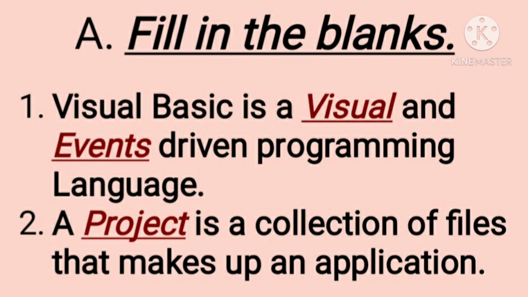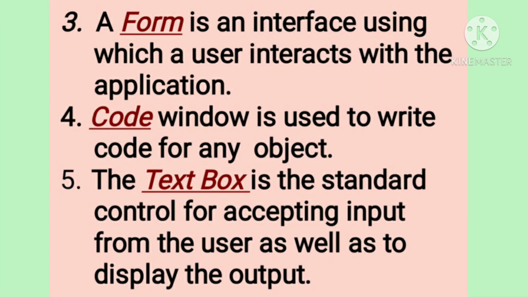Let's see the second one. A dash is a collection of files that makes up an application. Answer is project. Let us see the third one. A dash is an interface using which a user interacts with the application. Answer is form. Fourth, dash window is used to write code for any object. Code window.